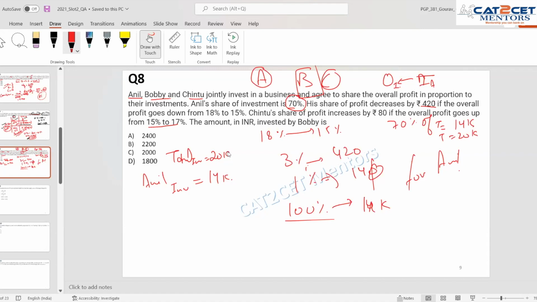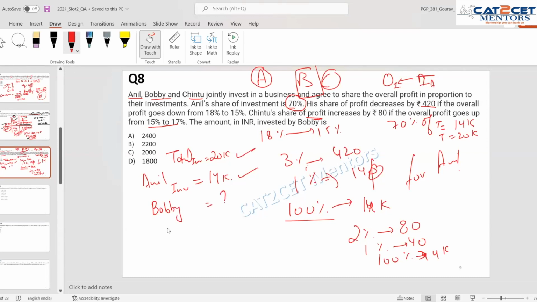So even in case it would have been a gain, we follow the same procedure. Like for Chintu, it is profit. Then again for Chintu we will follow the same method. So we got to know the total is 20,000 and Anil's investment is 14,000. Now we will look for Chintu's investment. So we know for 2% for Chintu, it equals 80 rupees. Okay, so 1% will equal 40 rupees. So 100% will come out to be 4,000. Where is 3% given for Chintu? It is given that Chintu is rising from 15 to 17%. Guys, you have to read the question carefully.